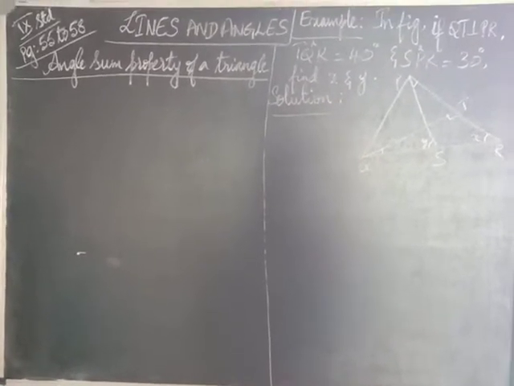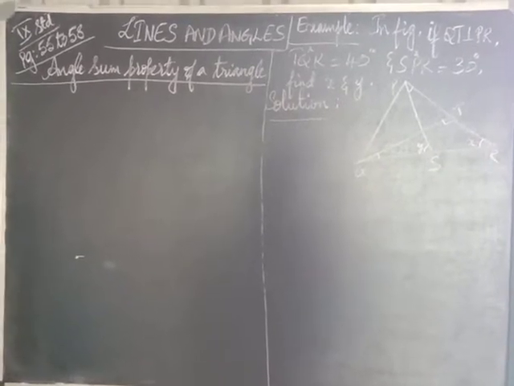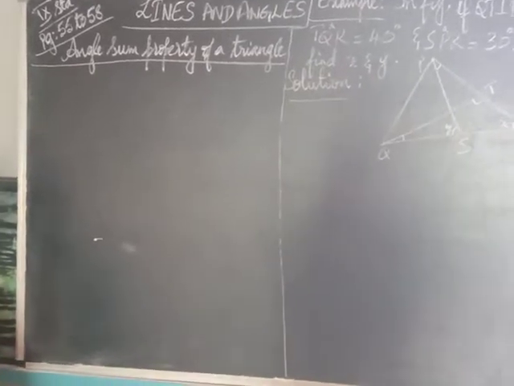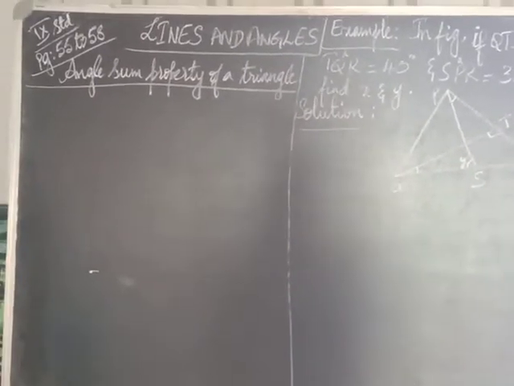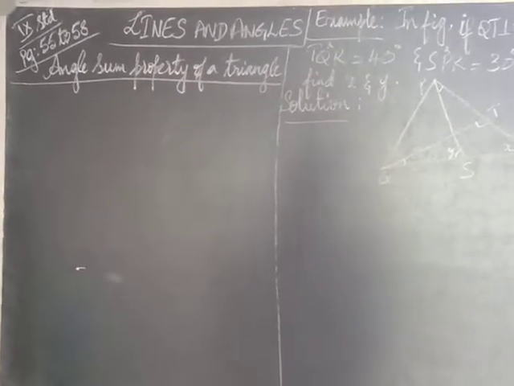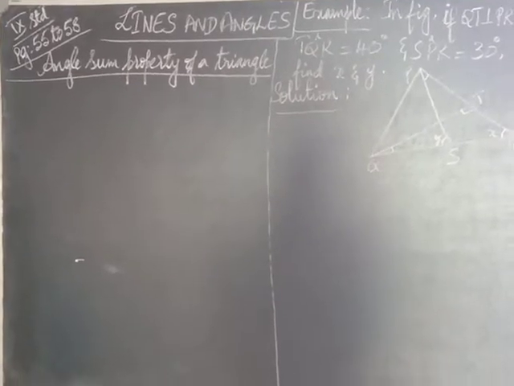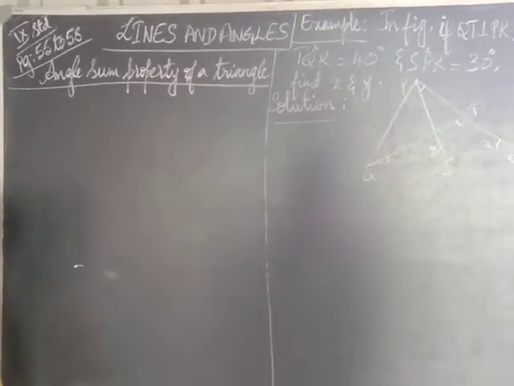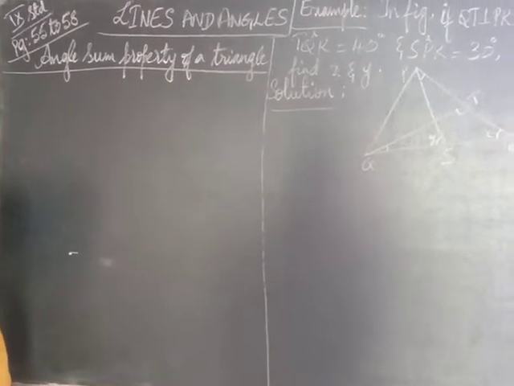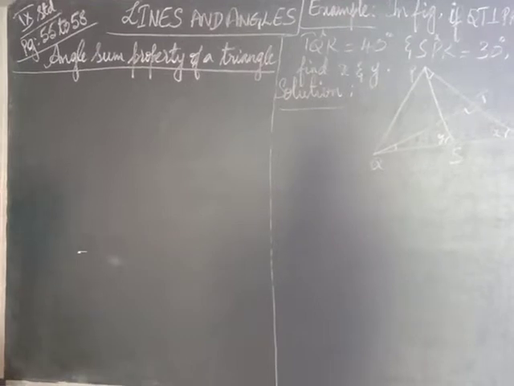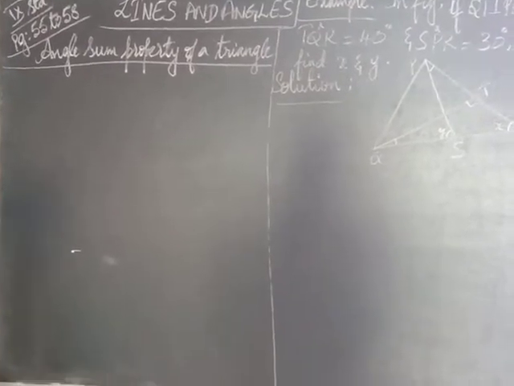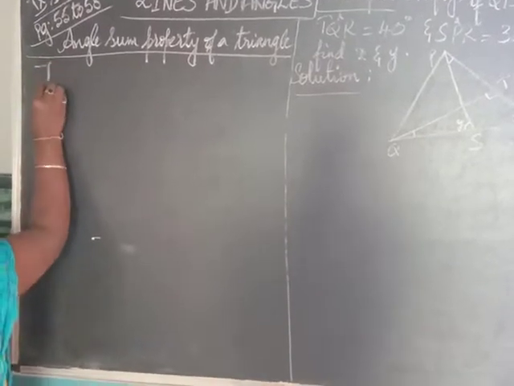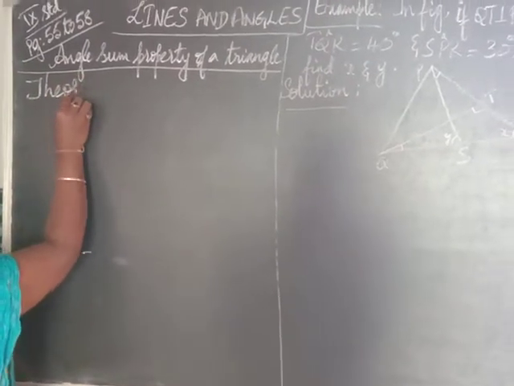So now today we are going to study the concept of lines and angles. In the angle sum property of a triangle, you all know the angle sum property. What is the meaning of the angle sum property of a triangle? In a triangle, the sum of angles is equal to how much? 180 degrees. Now let us see the theorem on the angle sum property of a triangle, how the sum of the angles of a triangle is 180 degrees, and let us prove this.